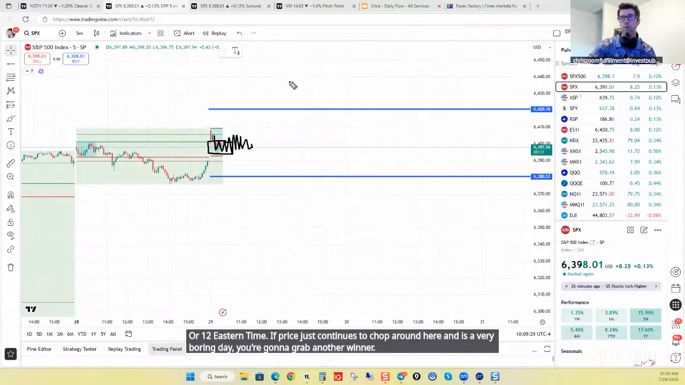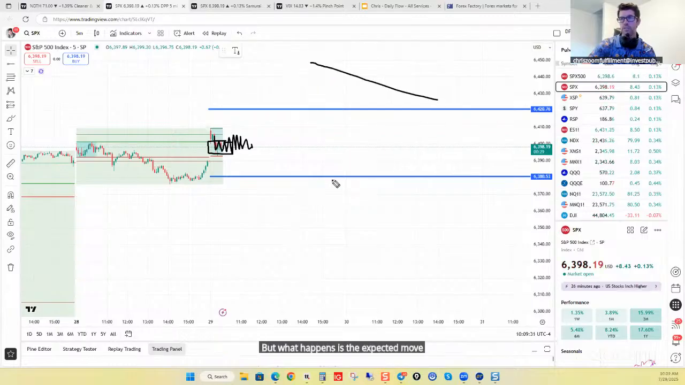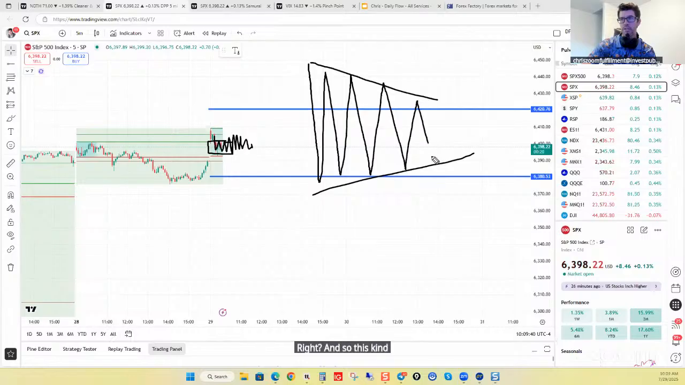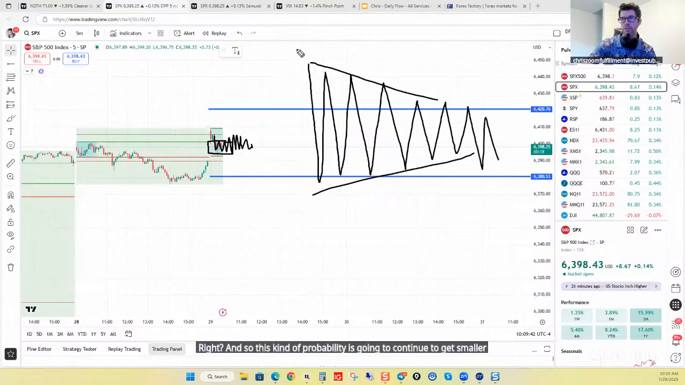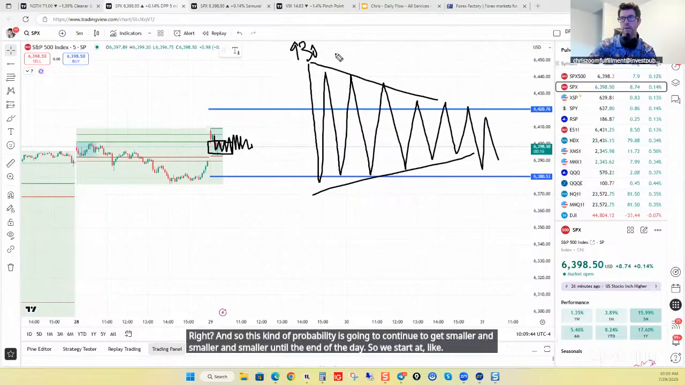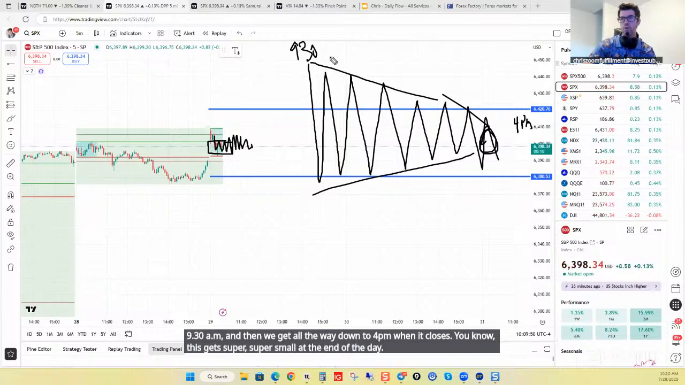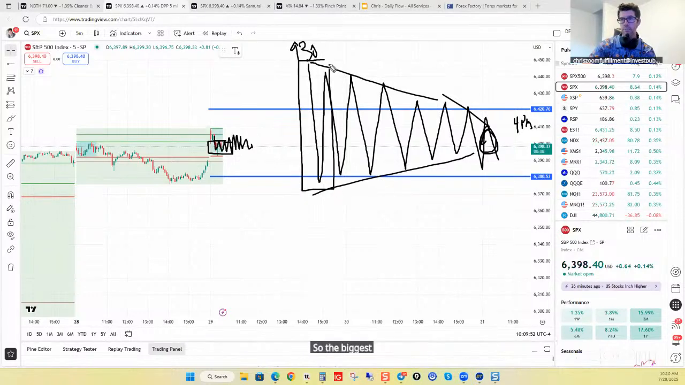But what happens is the expected move will continue to get smaller. Even though we're only 39 minutes into the day, the expected move has now shrunk, right? And this probability is going to continue to get smaller and smaller until the end of the day. So we start at 9:30 a.m. and we get all the way down to 4 p.m. when it closes. This gets super small at the end of the day. So the biggest premium is going to be in the beginning of the morning.